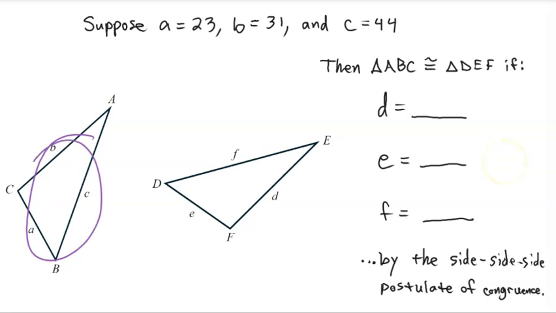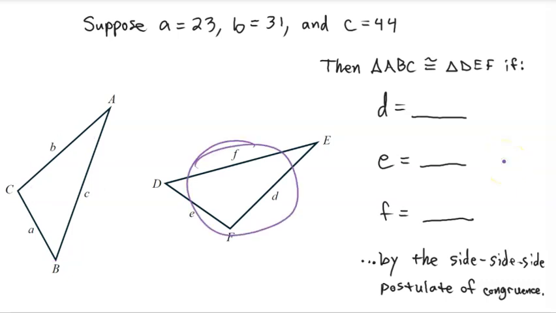So here we have triangle ABC, and here we have triangle DEF, okay? And we want to know what it would take for triangle ABC to be congruent to triangle DEF, okay? So how can we show that triangle ABC is congruent to triangle DEF? Well, let's suppose that side A here is equal to 23. And let's suppose side B is equal to 31. And let's suppose side C is equal to 44.